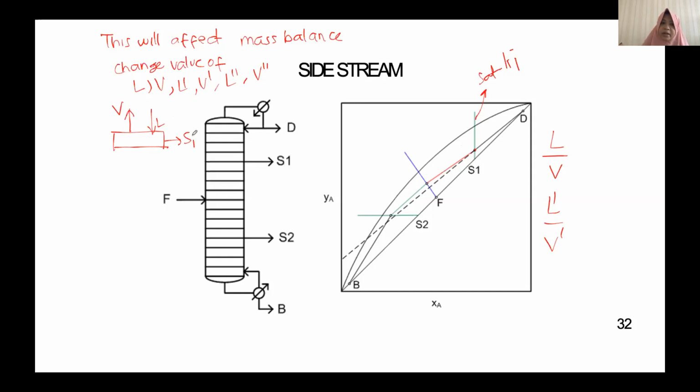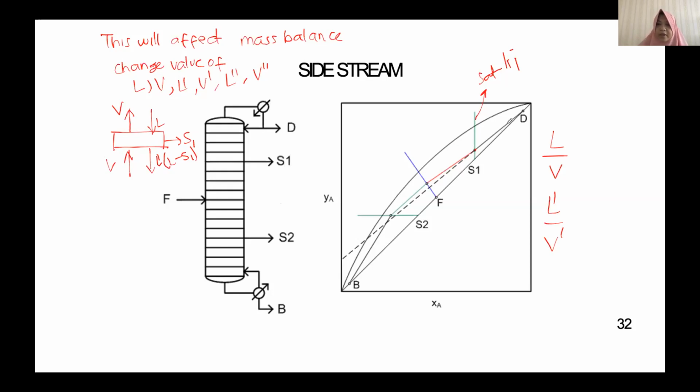Because it is saturated liquid, what happened is V the same? What do you think? Is this one the same as this? Because it only withdraws the liquid, yeah, and then here you will have a new L, which is L minus S1. And this one is still V. Now you will have a new gradient.